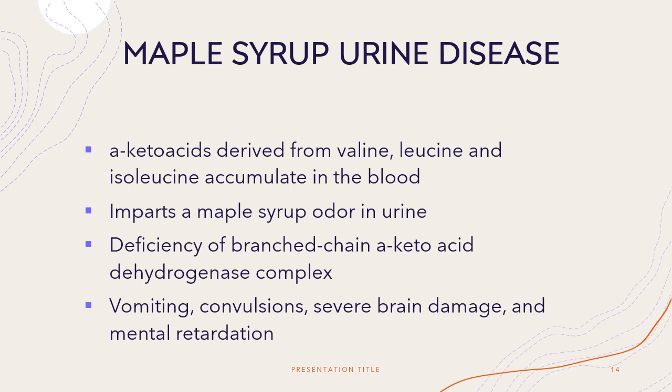If this MSUD is not treated, it can cause mental retardation, vomiting, convulsions, and severe brain damage. Untreated patients often die before 1 year of age. The treatment for this is the same as for phenylketonuria, which is dietary control. That is for maple syrup urine disease.